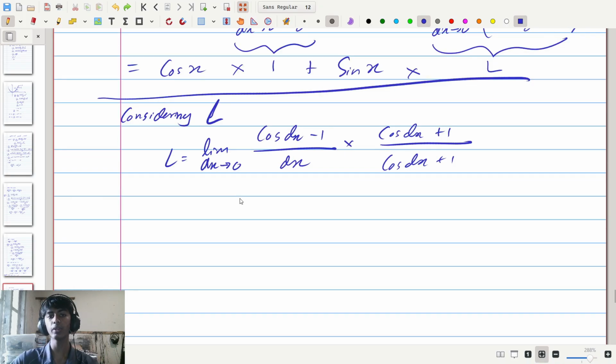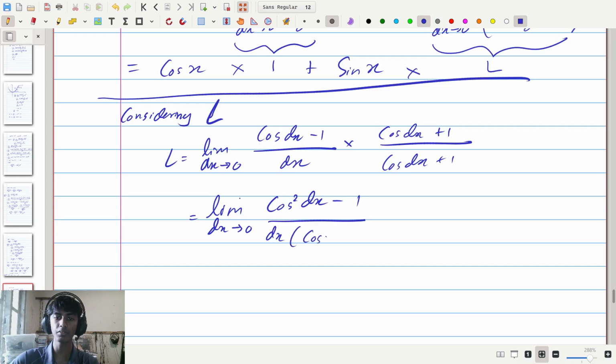But what it does do is change our perspective. When we have this, we can see on top cosine of dx minus 1 times cosine of dx plus 1. What is this equal to? Well, we have a minus b times a plus b, which is the difference of squares. So what we have here is the limit as dx approaches 0 of the first thing squared, which is cosine squared of dx, minus the second thing squared, which is 1 squared, which is 1, divided by dx multiplied by cosine of dx plus 1.